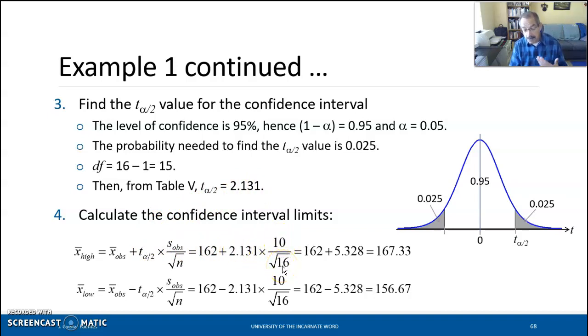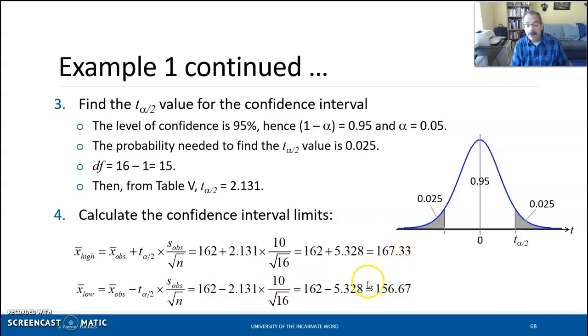Now we're going to use that t-value, the sample mean, the sample standard deviation, and the square root of the sample size. Using the equations that I showed earlier, we calculate the upper limit of the confidence interval, and then we calculate the lower limit of the confidence interval.